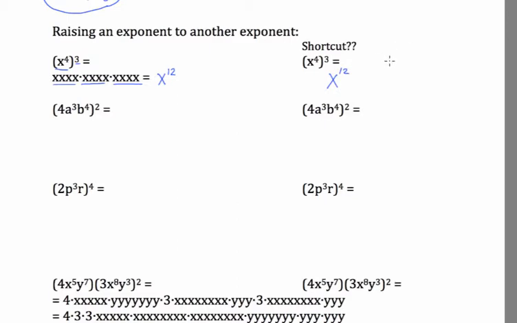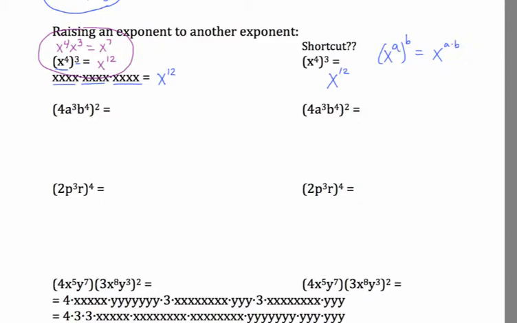And that's another rule of exponents. If you have an exponent raised to another exponent, you can multiply the exponents. Now, don't confuse this with this. Okay, x to the fourth times x to the third. When you multiply like bases, you add exponents. That would be x to the seventh. And when you raise an exponent to another exponent, that's when you multiply the exponents. That'll be x to the 12th.